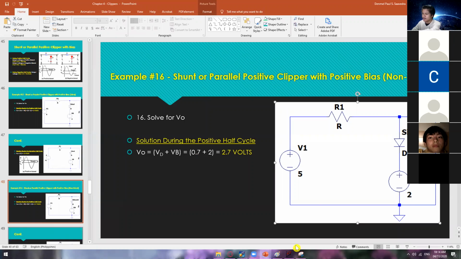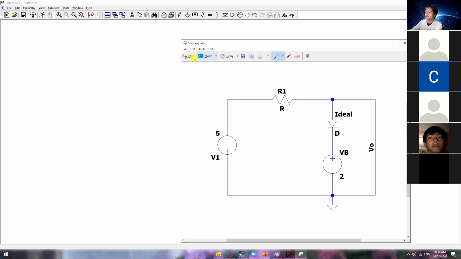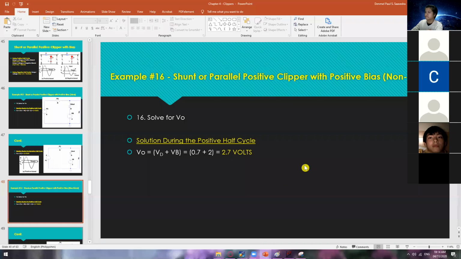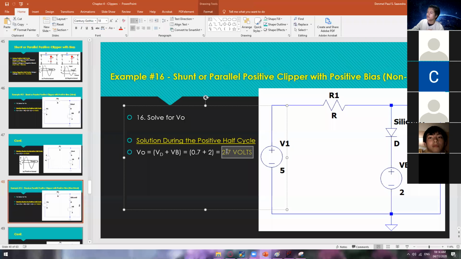Why is it in RB? So let me just change this one. Ideal silicon diode. And this one is in positive half cycle. There you go. Okay. So as a result, we have a voltage output of 2.7 volts. So we only get the voltage drop of this one.